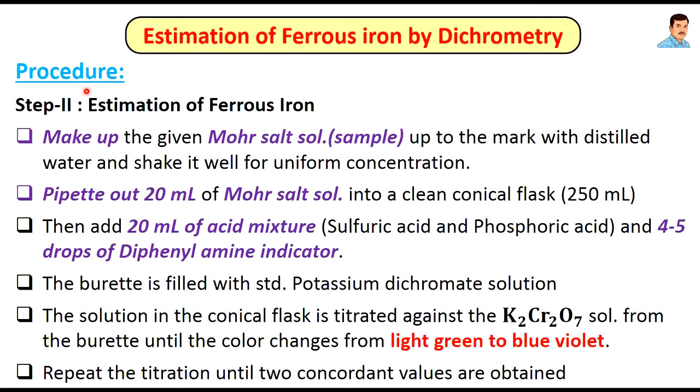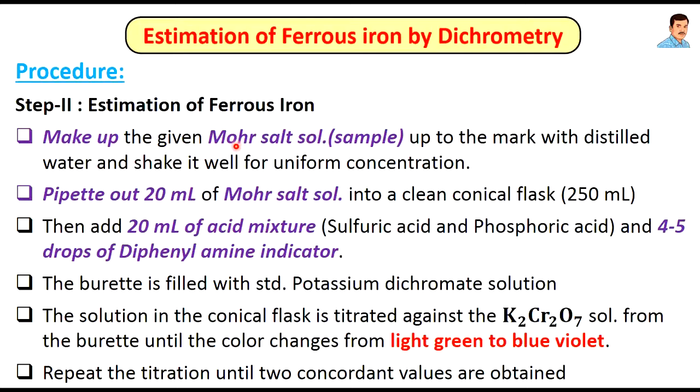Then we move to step 2, that is the estimation of ferrous iron. This step is actually a titration which is done between potassium dichromate solution and Mohr's salt solution. In this step, first the sample solution, that is Mohr's salt solution, is prepared. The given Mohr's salt solution is taken into a volumetric flask. Then to that, distilled water is added up to the mark.